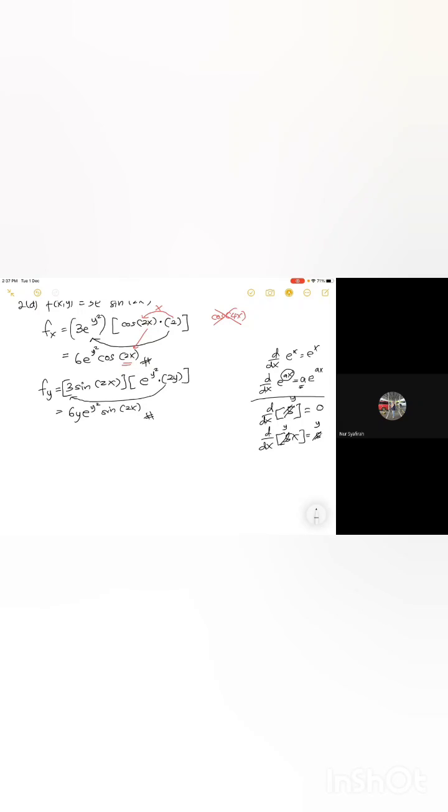Tapi y ke atas ni, dia stand alone. Dia tak ada attached to the variable. So, it becomes constant. When you differentiate, it will be 0.